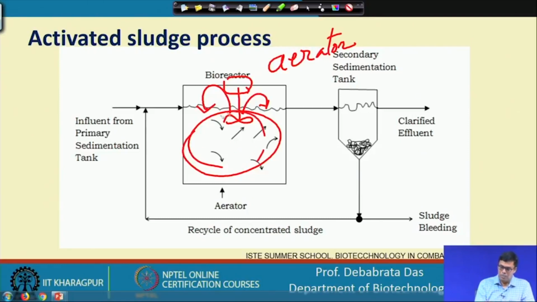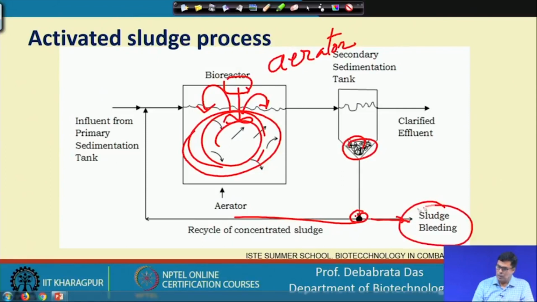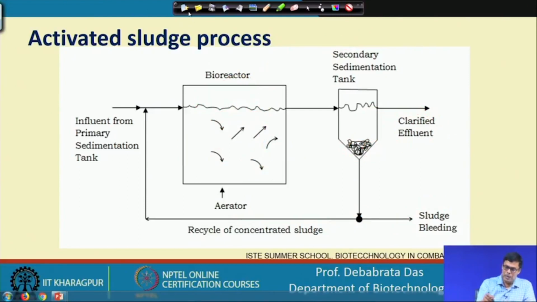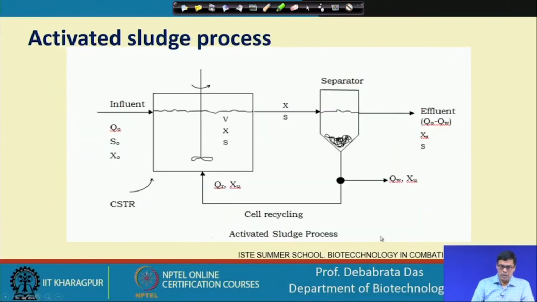After the cell mass production, it goes to the sedimentation tank, where you separate the cells. A part of the cells you can recycle back, and some of the cells you take out, what you call sludge bleeding, and the clear water you take at the top, what you call clarified effluent. This is how the activated sludge process looks. And these are the different parameters we have mentioned here.